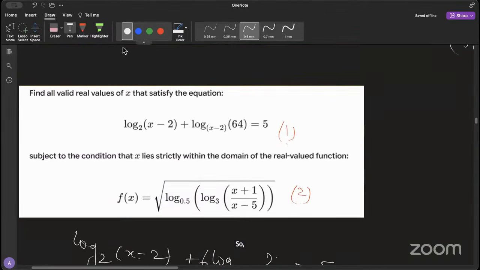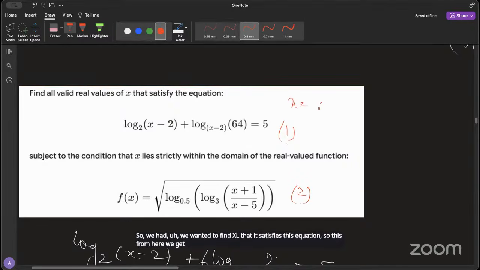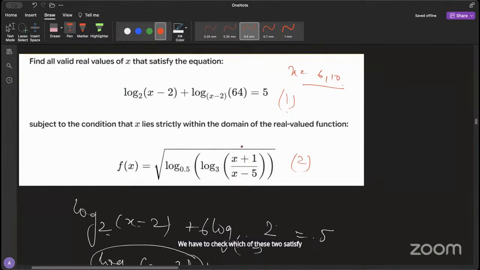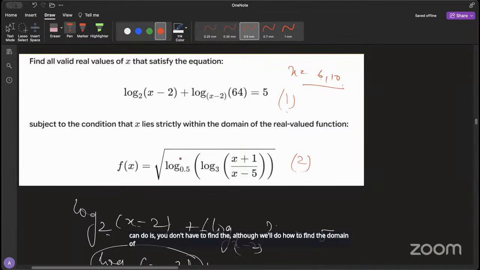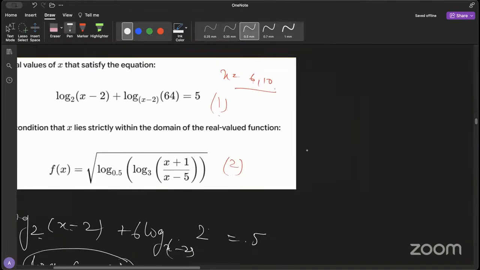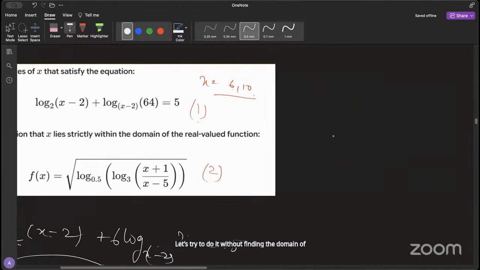So we wanted to find x such that it satisfies this equation. From here we get x can be either 6 or 10. We have to check which of these two satisfy this one. One thing you can do is, although we'll do how to find the domain of this as well, to make the question easier, it's better to just put it here, right? Let me just substitute x is equal to 6. I'll have 6 plus 1, 7. Then we don't even know if it's negative or okay. Let's try to do it without finding the domain of this. Let's see if we can do it or not.